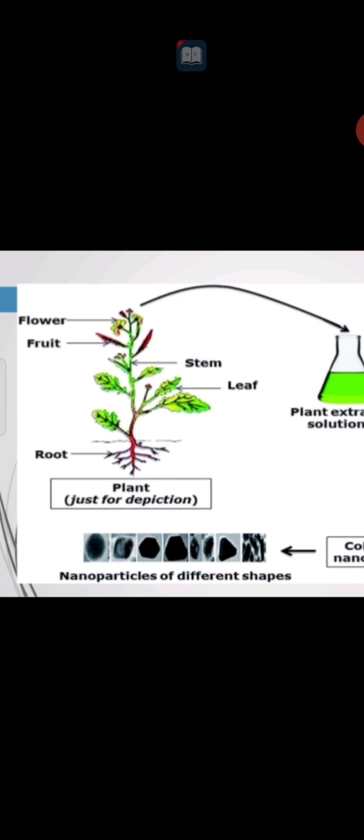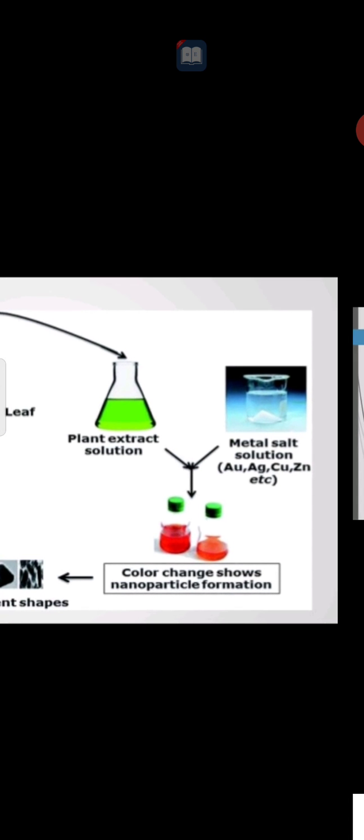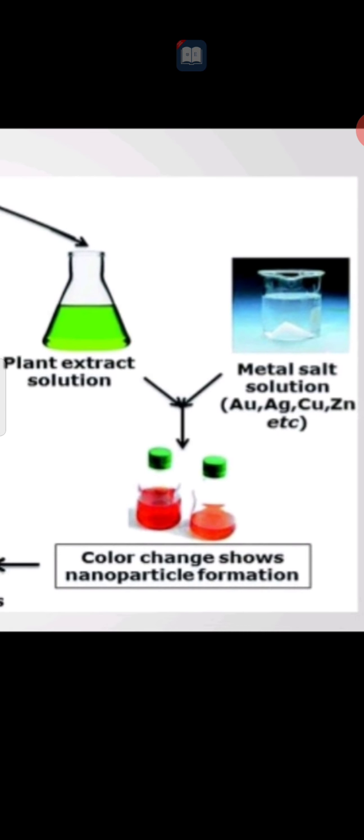The nature of the plant extract, its concentration, the concentration of the metal salt, pH, temperature, and contact time are known to affect the rate of production of nanoparticles. So you have to give the proper conditions for the production of the nanoparticles. Their quantity and other characteristics, all you should know before production of the nanoparticles. So this is the plant we use, leaf plant extract solution, metal salt. When you produce the nanoparticles, the color will change, which shows a different color. We call that color change shows nanoparticle formation.